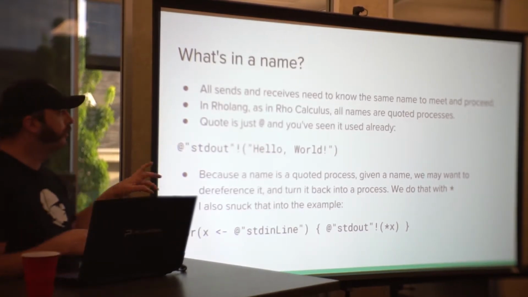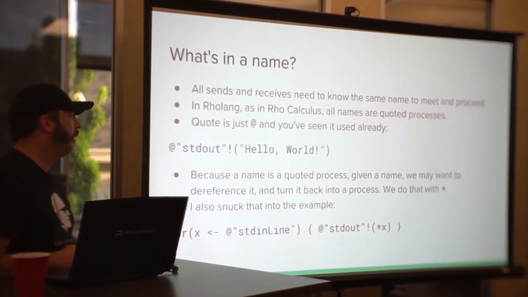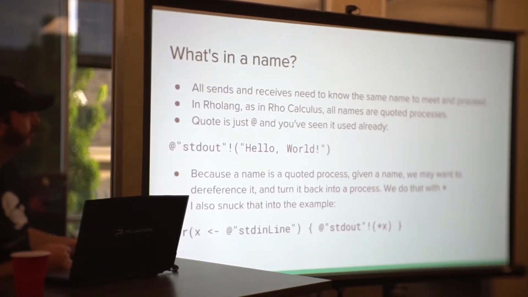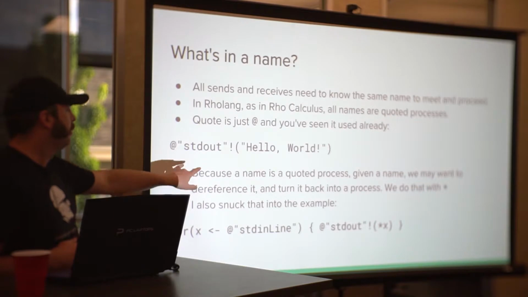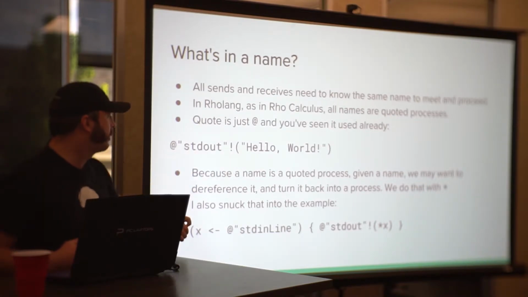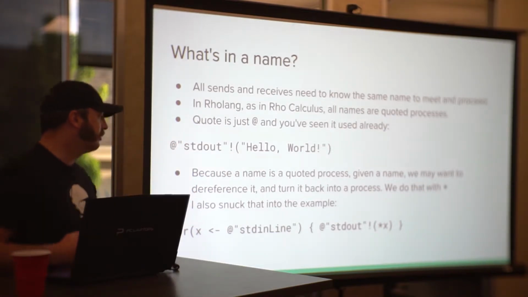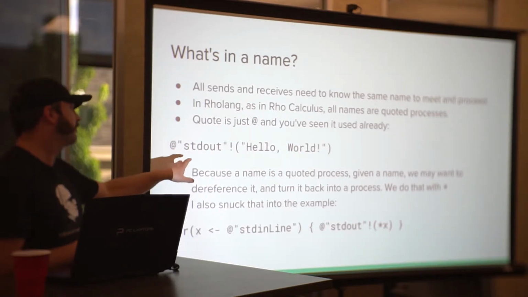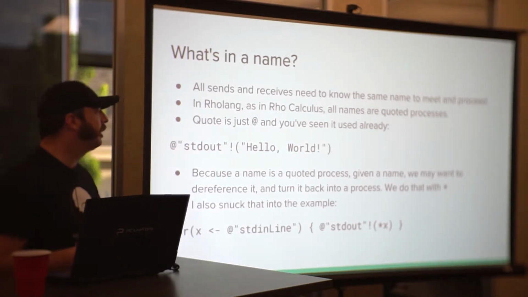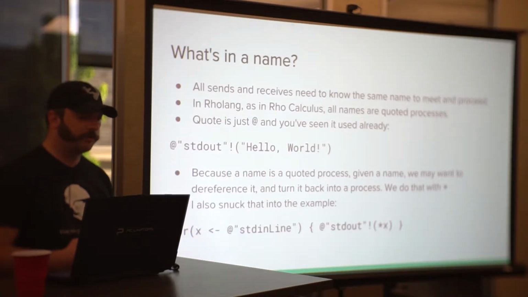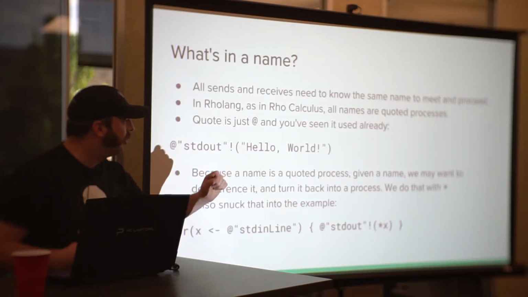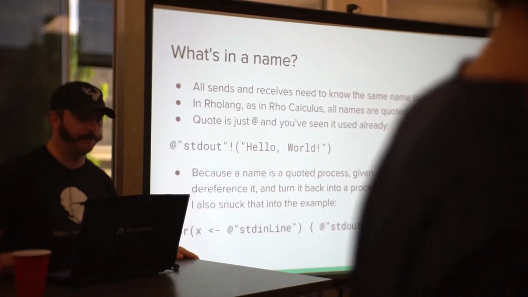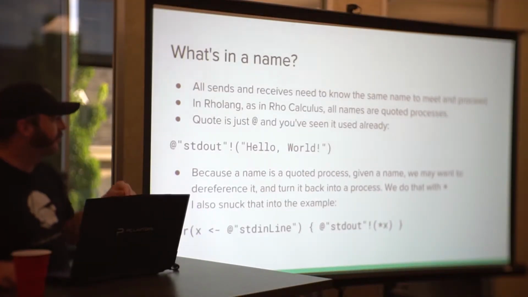So in Rholang, all names are quoted processes, and the way that you write quote is you use the @ character, and you've already seen this used on the previous slide. So standard out is a process, @ standard out is a name, with the quotes around it. The string is a process, and so quoting it gives us a name, where we can produce a send on the process quoted string standard out. So names are quoted processes.